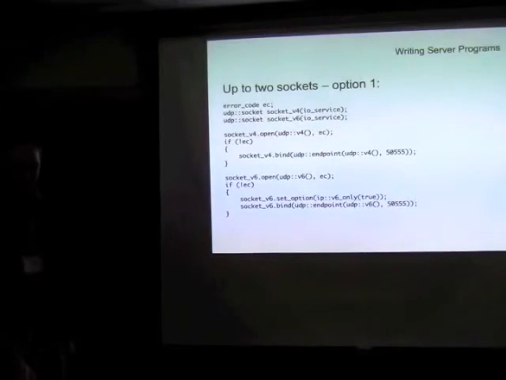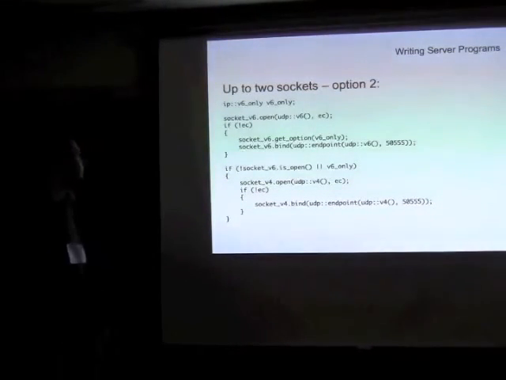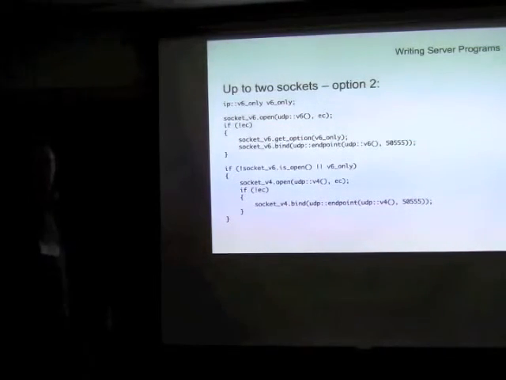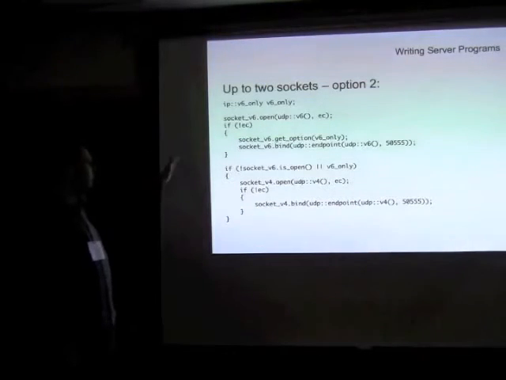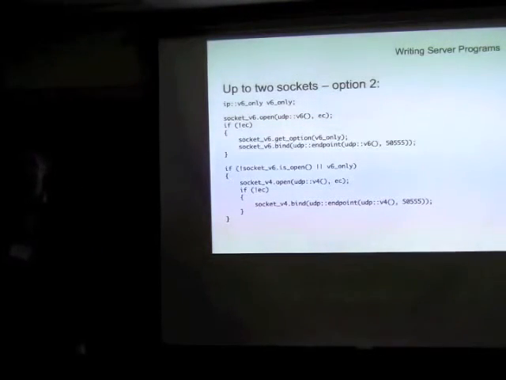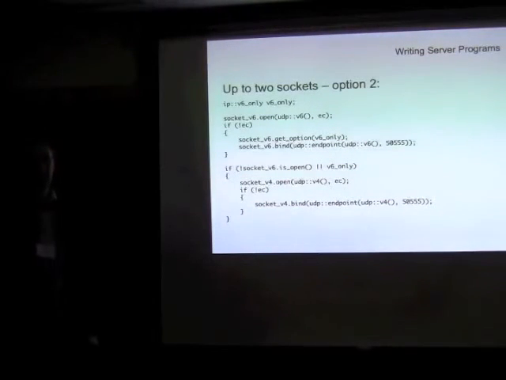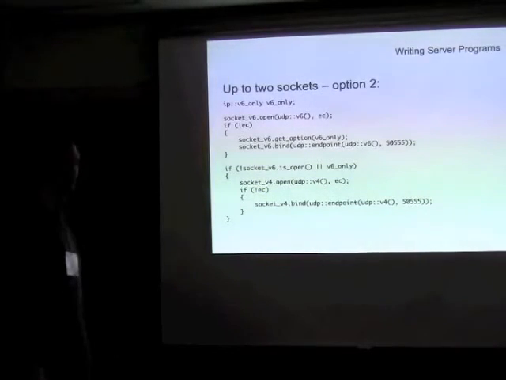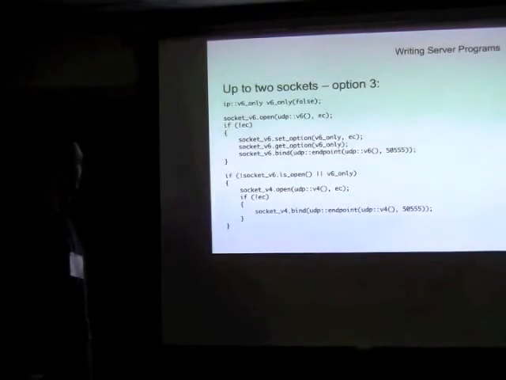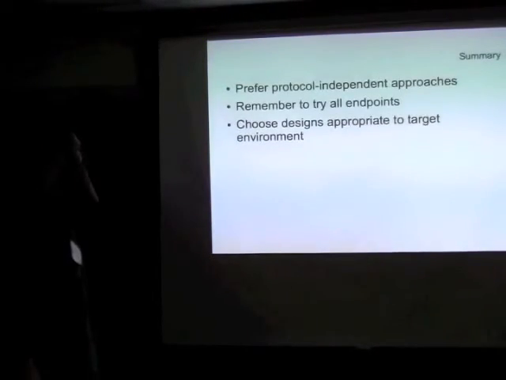So, if we want to minimize resource usage again, then we can use the v6 only option to test whether or not the dual stack support is available and we need to run the second socket. And option 3, almost identical to the TCP case. Okay, and so that's basically it.